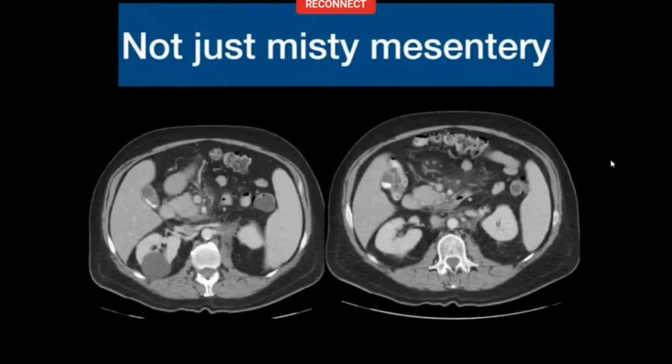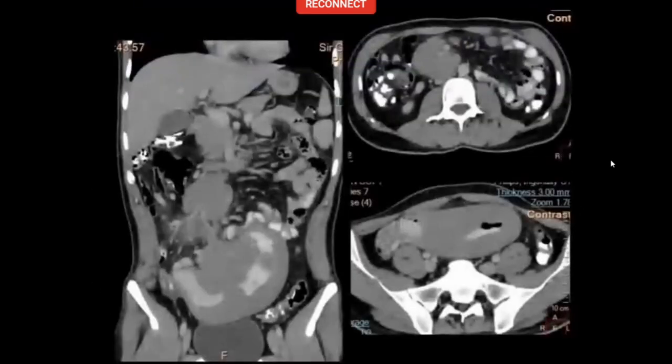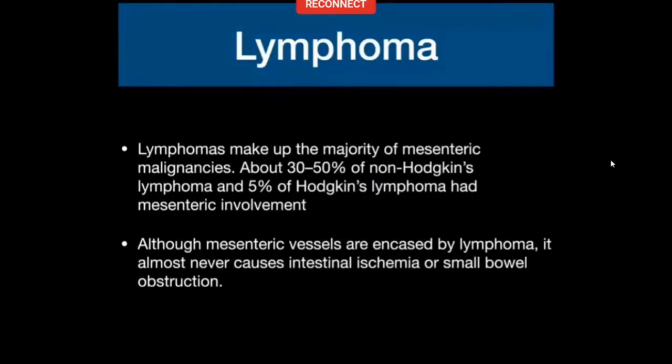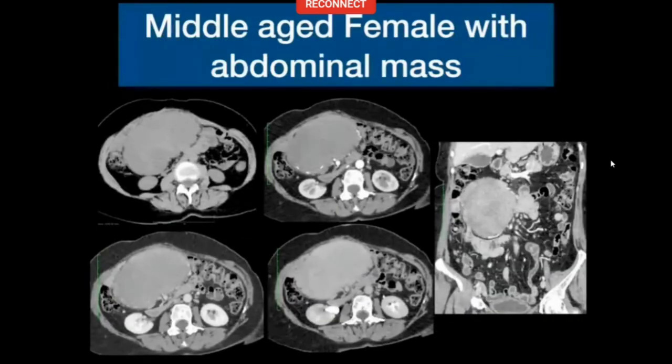So if you see ill-defined soft tissue thickening which is thicker, or you see mesenteric adenopathy or tissue like this, always think of a lymphoma. Do not just call it misty mesentery. Lymphoma will generally present like this. The most well-known and famous is the sandwich sign, where you see fat around the mesenteric vessels, but you see mesenteric adenopathy around the vessels. And lymphoma is the most common solid soft tissue mass of the small bowel mesentery.